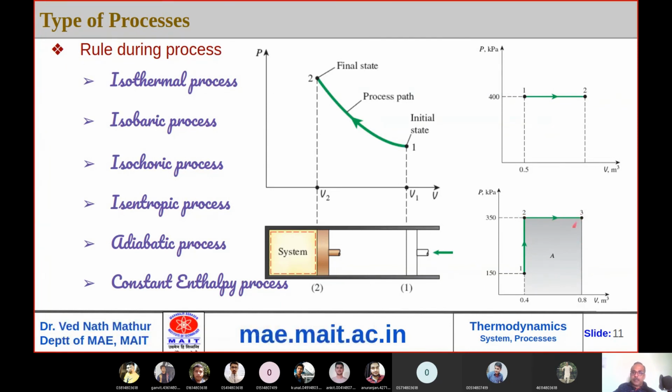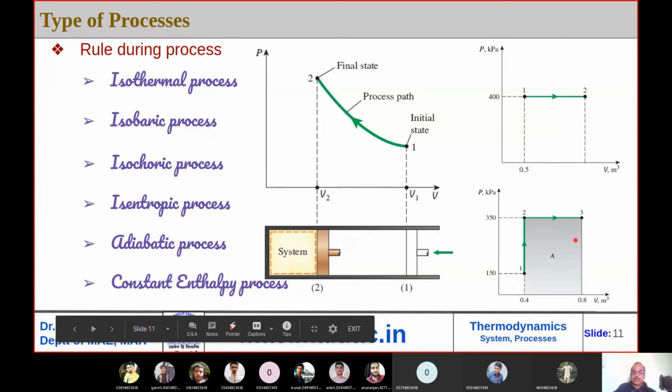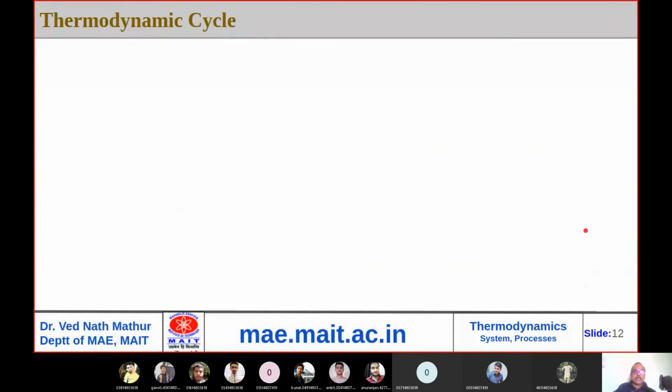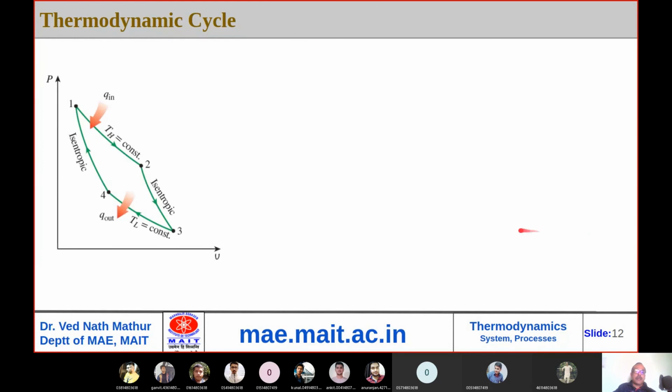Now when there is a series of processes such that the system comes back to its original state, then we call it a thermodynamic cycle. So the system moves from 1 to 2 through some process, say an isothermal process, from 2 to 3 using say an isentropic process, 3 to 4 again isothermal, but this time compression, 4 to 1 say isentropic compression. Then this 1, 2, 2, 3, 3, 4, 4, 1 is a thermodynamic cycle.